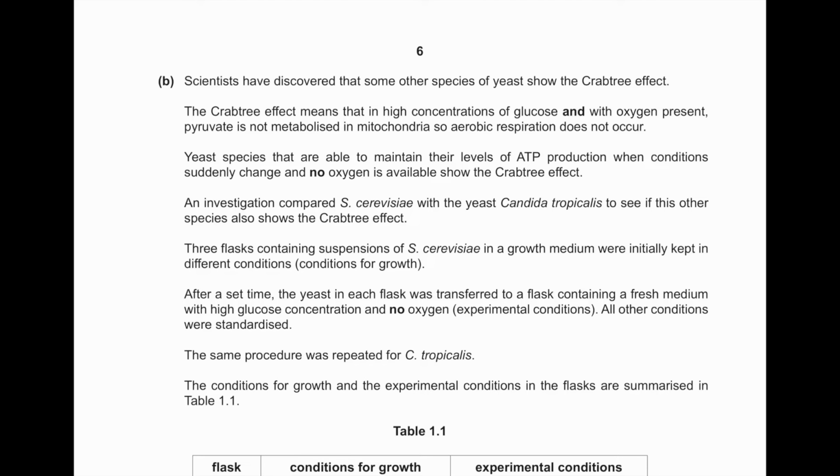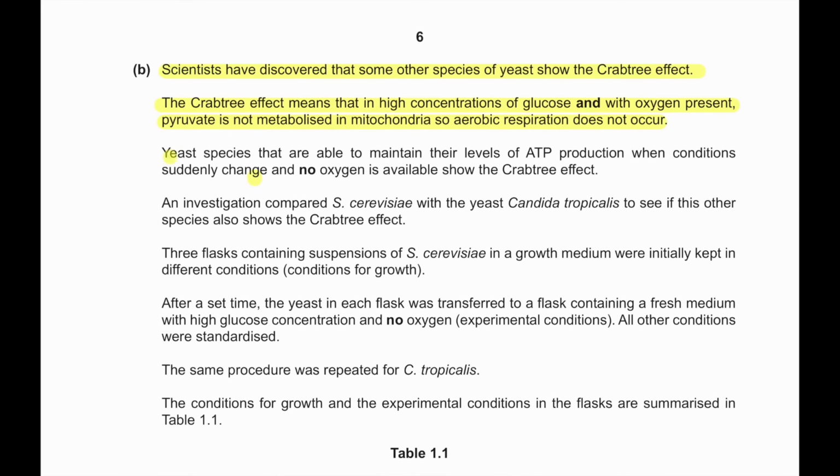Part B. Scientists have discovered that some other species of yeast show the Crabtree effect. The Crabtree effect means that in high concentration of glucose and with oxygen present, pyruvate is not metabolized in mitochondria. So aerobic respiration does not occur. Yeast species that are able to maintain their levels of ATP production when conditions suddenly change and no oxygen is available show the Crabtree effect.